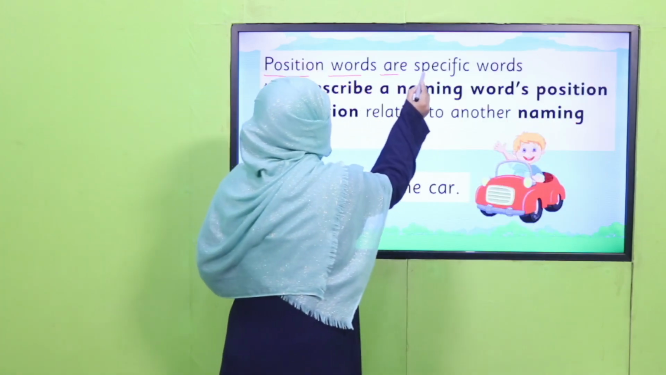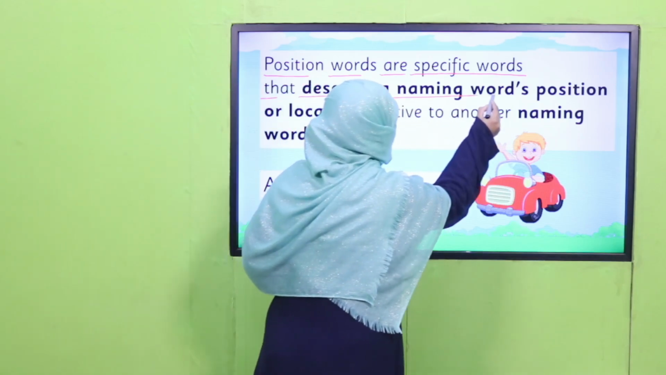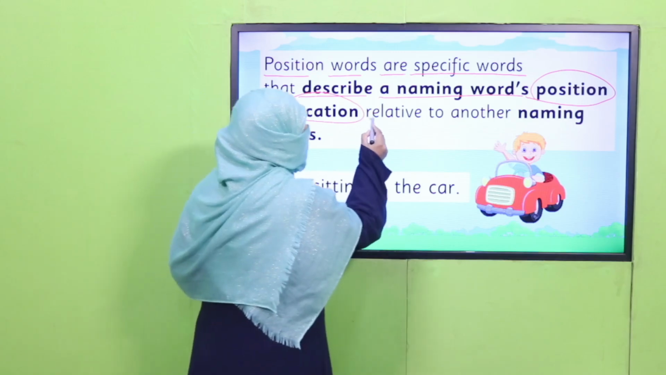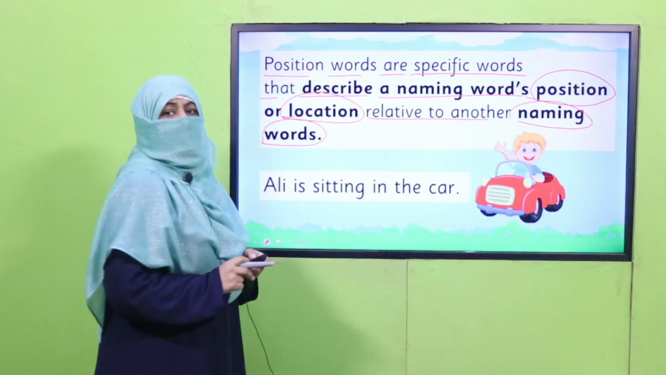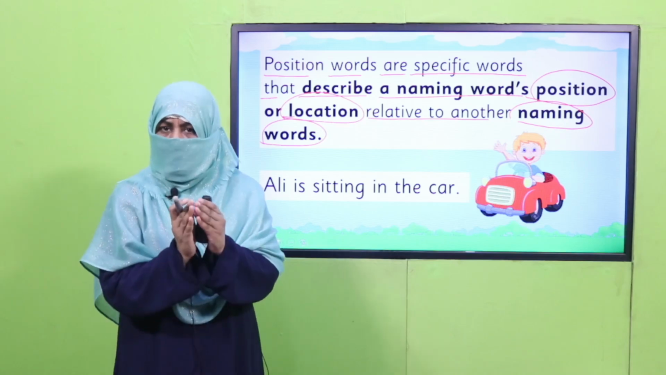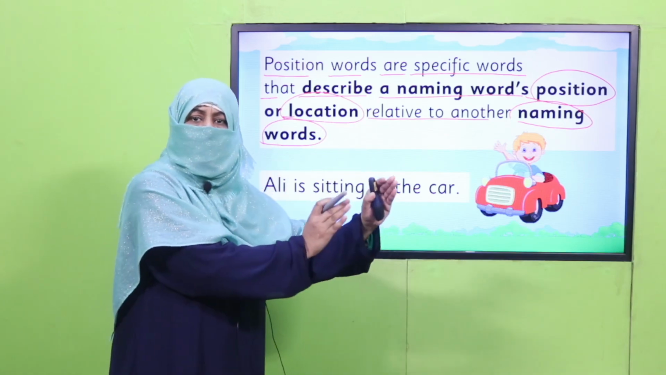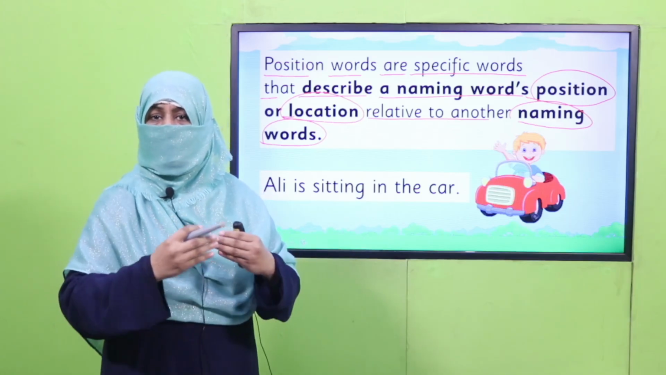Position words are specific words that describe a naming word's position or location relative to another naming word. Yes, my dear children, one naming word in a relation with another naming word, how they are linked, how they are positioned according to each other.